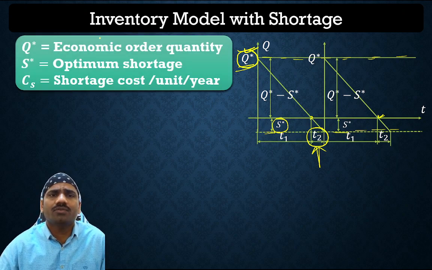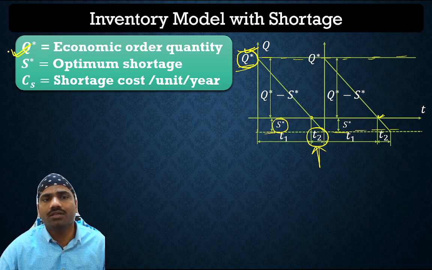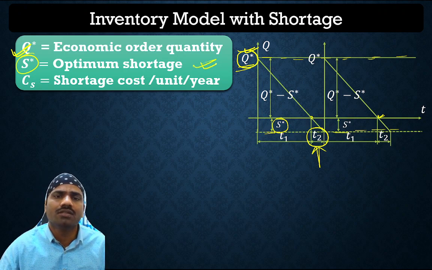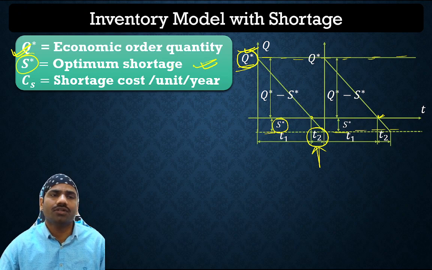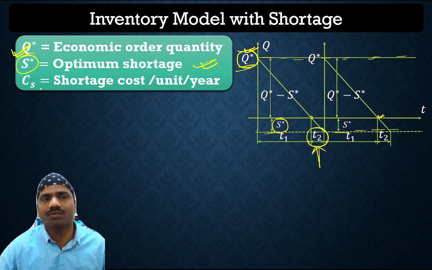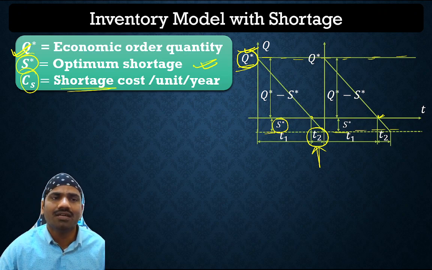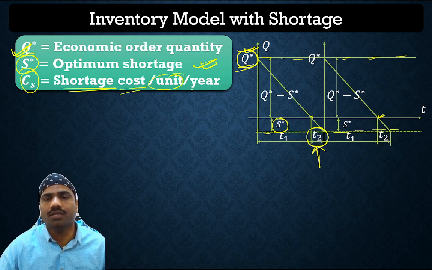Here we have used some variables. Q star is the economic order quantity, EOQ, and S star is the optimum shortage. There is a shortage, so what we will target is to minimize the shortage, and that quantity will be the optimum shortage. We also have the shortage cost, CS, because if you have shortage, it will give you some penalty, and that penalty is the shortage cost, CS, which is per unit per year.